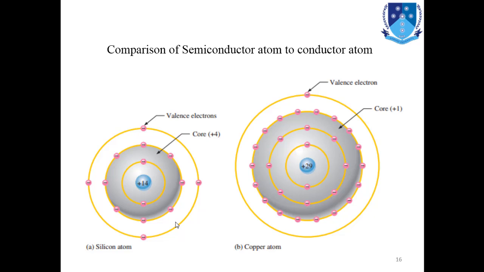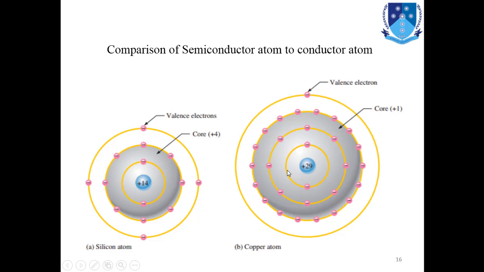This silicon atom and its valence shell can be termed as a half-filled valence shell. On the other hand, a copper atom is considered as a conductive material. The atomic number of copper is 29. So you can see that the nucleus has plus 29 of charge.